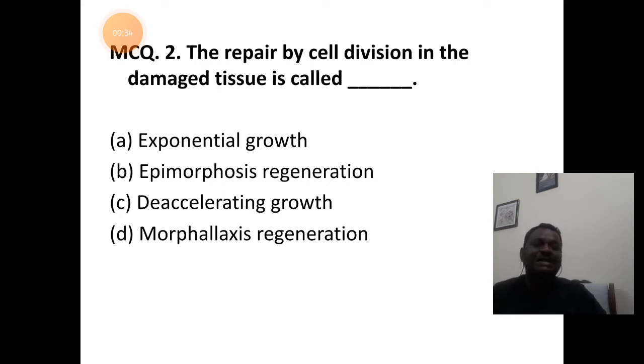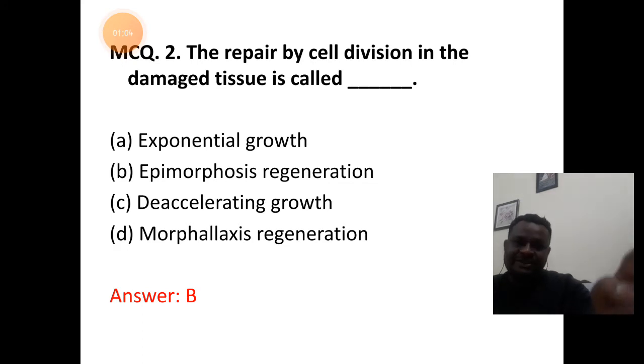The repair by cell division in the damaged tissue is called. So when cell division takes place with the help of left out cells at the damaged region, that will show dedifferentiation and redifferentiation, which is epimorphosis. A definition of epimorphosis is this. So answer is B.